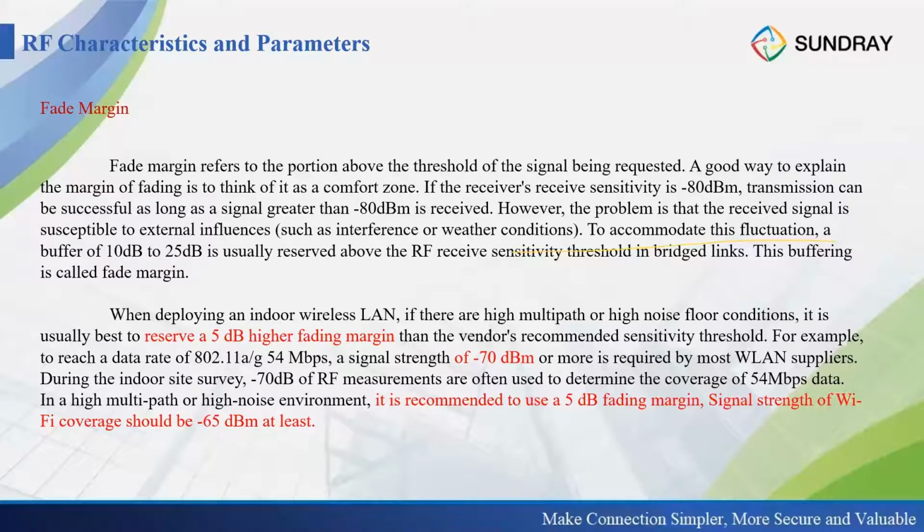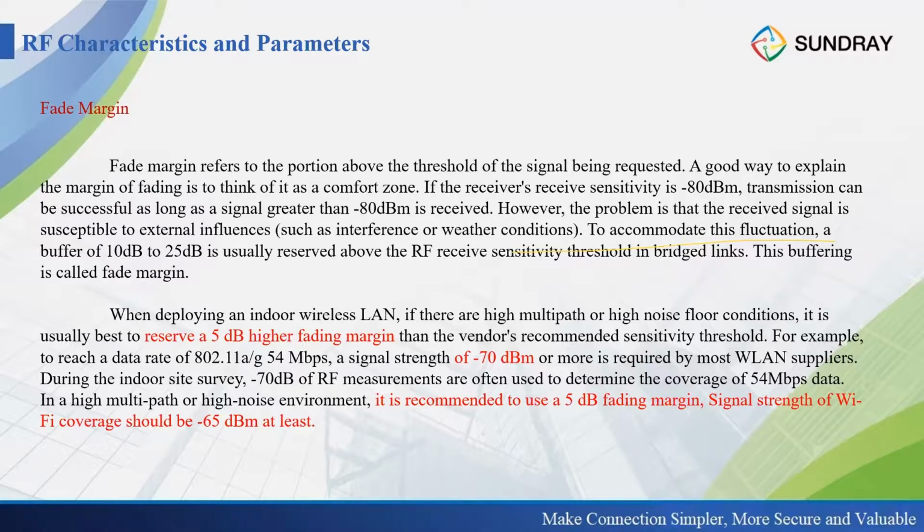So the signal strength coverage for our office, like our classroom, should be at least negative 65 dBm. When we have this negative 65 dBm, at least it can have 55 Mbps.